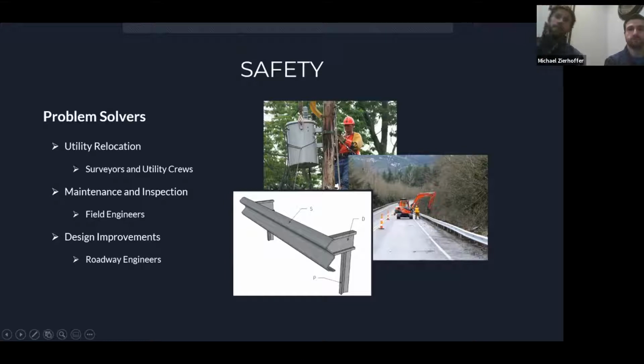What we also might be able to do is design improvements ourselves. If we can keep the road away from those obstacles to where you're not going to be impacted by these hazards, then we can avoid the issue altogether.